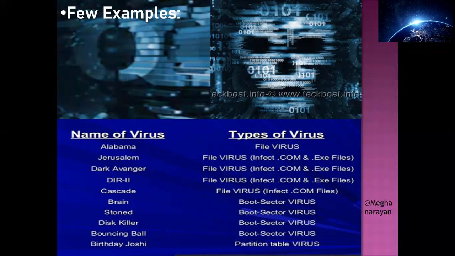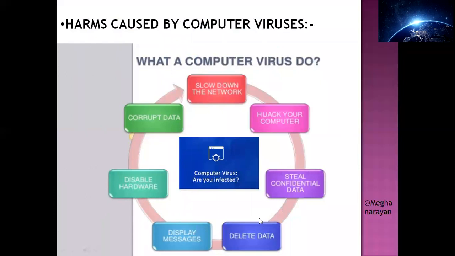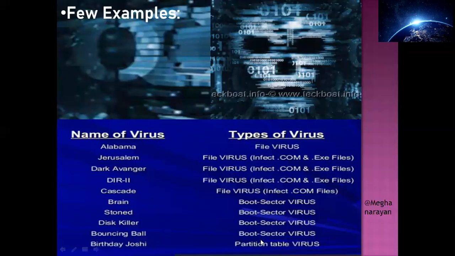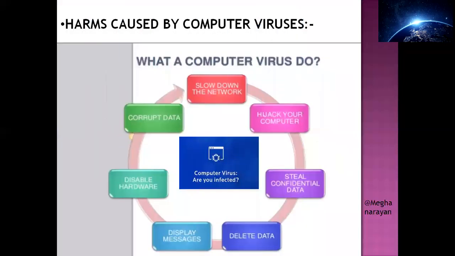Name of virus: Jerusalem, Dark Avenger, DIR2, Cascade, Brain, Stone, Disc Killer, Bouncing Ball, Birthday Joshi, etc. These are further examples of various types of viruses, their names. And in the second column you can see type of virus. So there are file viruses, as well as boot viruses. Okay, and the last one is partition table virus. So these are various examples of viruses. Let's move to the next slide.